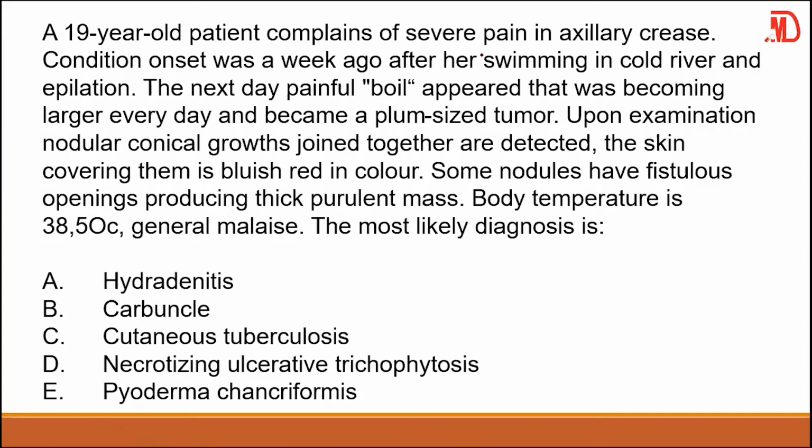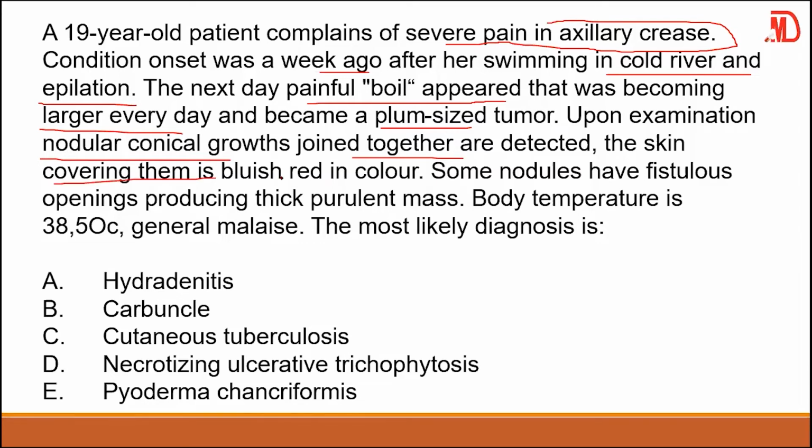A 19-year-old patient complains of a severe pain in the axillary crease. Condition onset was a week ago after her swimming in a cold river and epilation. The next day, a painful boil appeared that was becoming larger every day and became a plum-sized tumor. Upon examination, nodular conical growths joined together are detected. The skin covering them is bluish red in color. Some nodules have fistulous openings producing thick, purulent mass. Body temperature is 38. There is general malaise. What is the most likely diagnosis in this question?